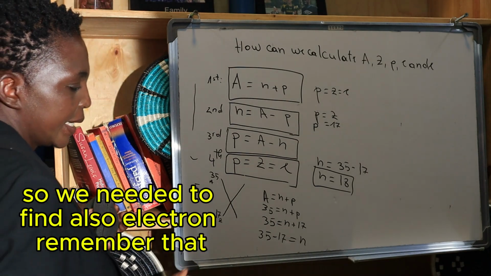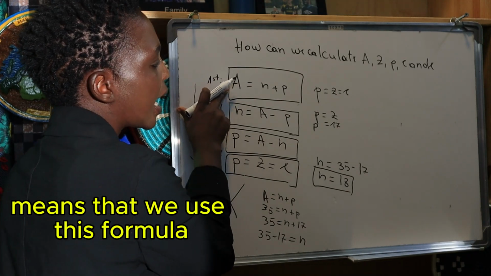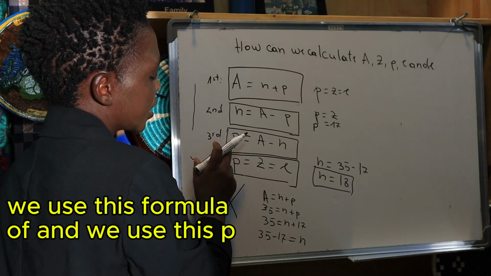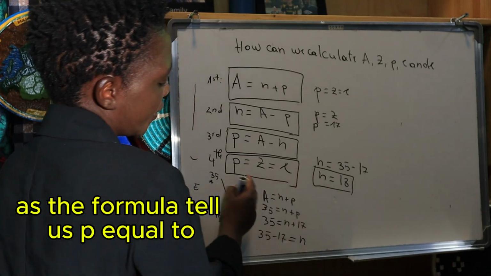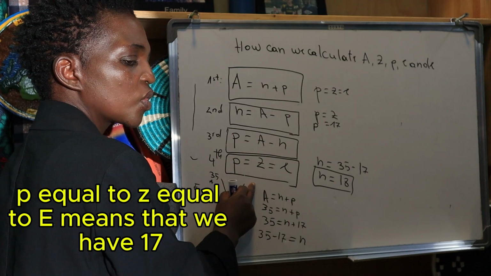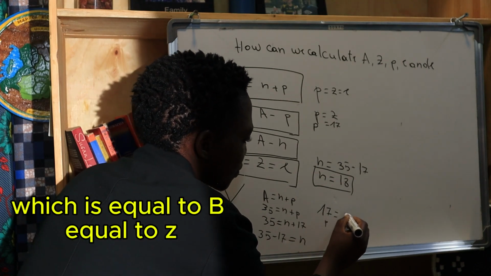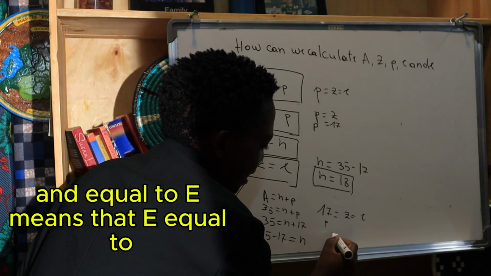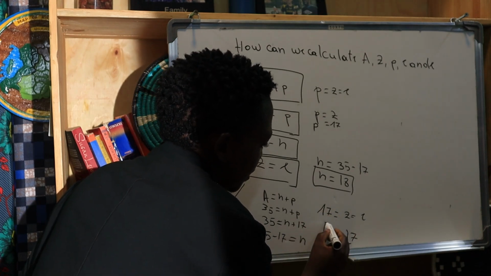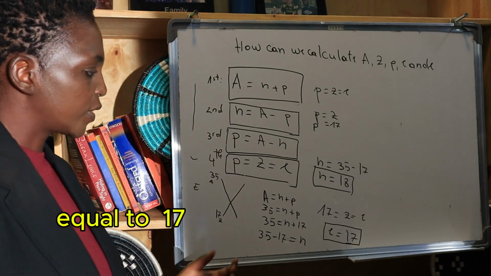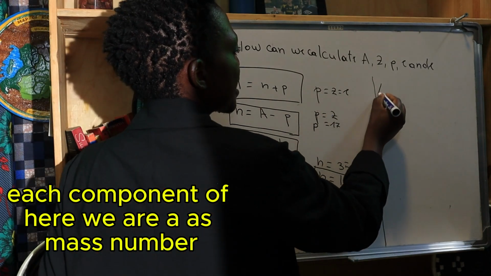So we need to find the electron also. Remember that we use this formula with P. We see that P equals Z equals E, which means we have 17 equal to P, equal to Z, and equal to E. Means that E equals 17.